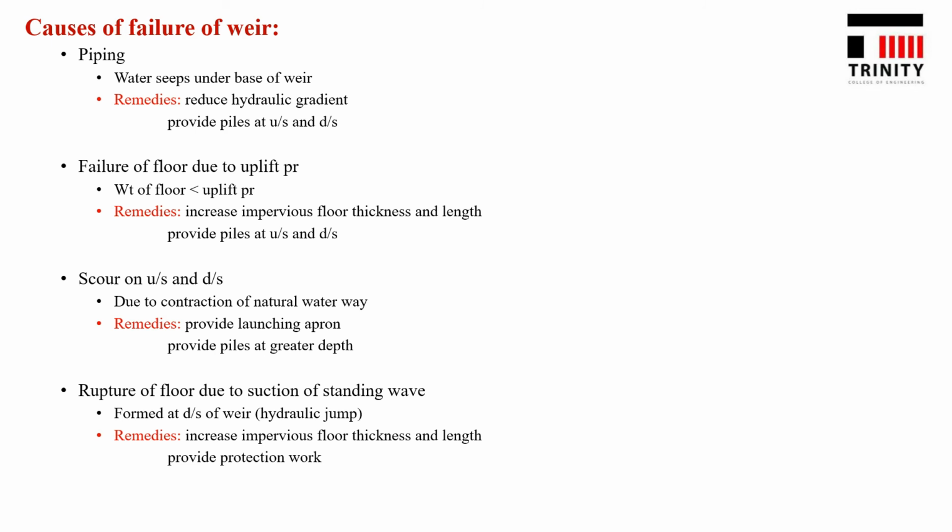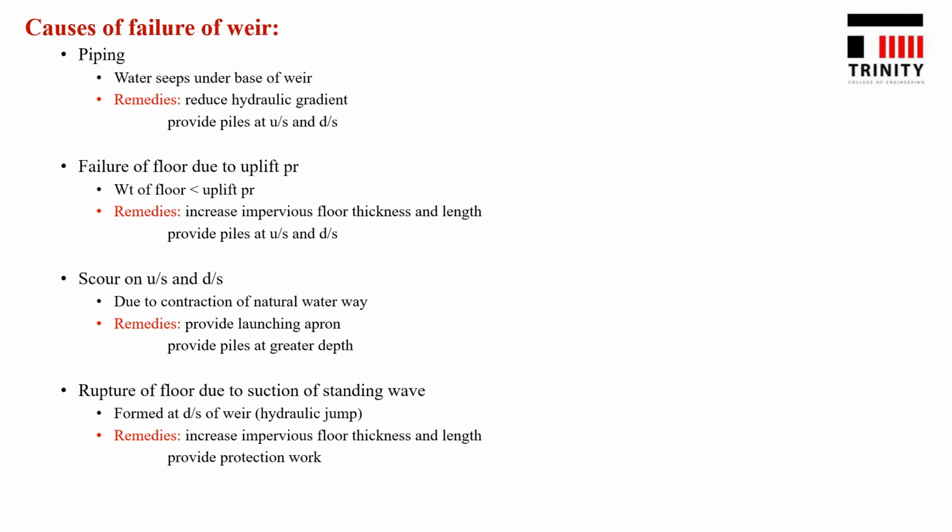Now, how can we provide a remedy? We can reduce the hydraulic gradient by increasing the length of the impervious floor, or increasing the path of percolation. As the length of the impervious floor is larger, the piping effect will be less; it takes more time to reach the upstream portion. We can also provide piles at upstream and downstream as a remedy for piping.